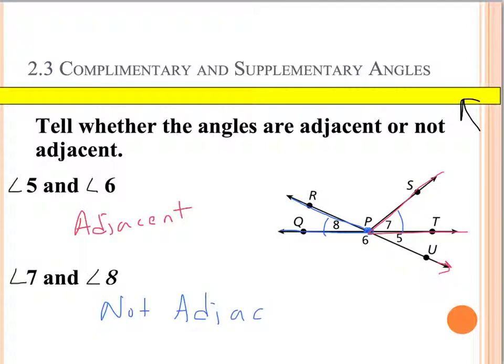Check to see if they have a common vertex and a common side. If they don't, they are not adjacent. If they do, they are adjacent. 5 and 6 are adjacent. 7 and 8, not adjacent.